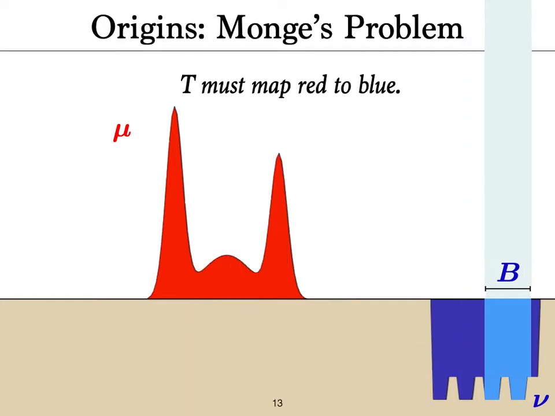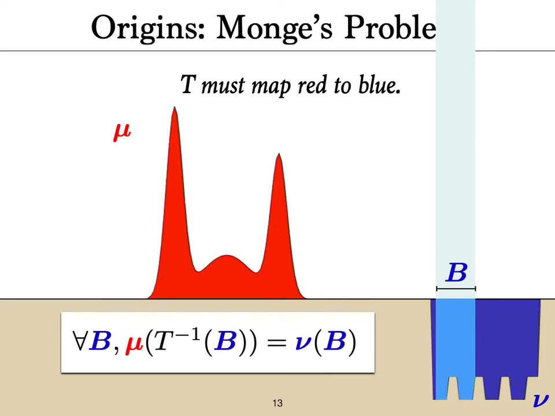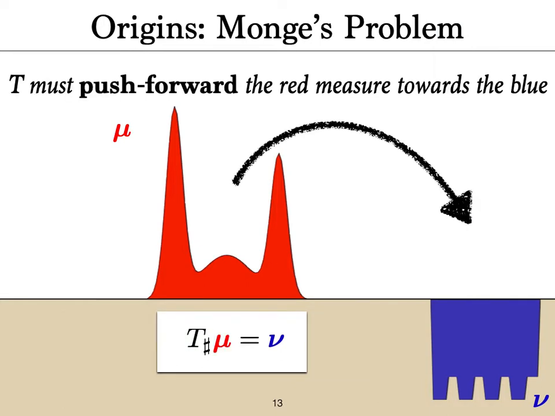In other words, you want that for every B, the mass of the inverse set of B under T in the first measure is equal to the mass of the segment B in the second measure, the target measure. And to take a simpler notation that probabilists like, this is the same as saying that the push forward of measure mu under the action of T is equal to nu. So if you apply the function T to every infinitesimal amount of mass that is described in measure mu, you will eventually reconstruct exactly the measure nu.